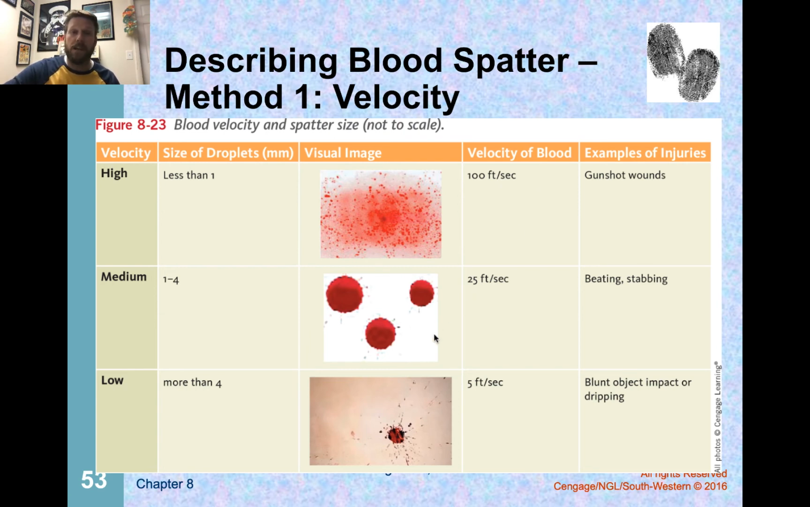If you want a medium velocity blood spatter, your droplets are going to be about 1 to 4 millimeters. This is something that's moving about 25 feet per second. This would occur from a stabbing or a violent beating. If the blood drops are bigger than that, then you are probably looking at an injury that was sustained from some type of blunt object, or maybe they were just hurt and the blood was dripping.